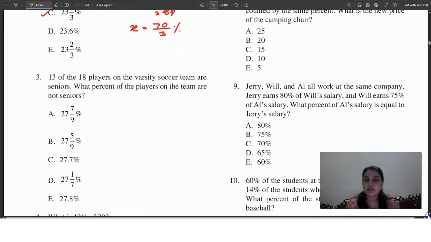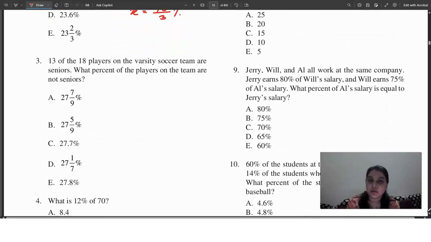Third one, 13 of 18 players on a varsity soccer team are seniors. What percent of players on the team are not seniors? Now, out of total 18 players, if 13 are seniors, how many are not seniors? That would be simply 18 minus 13. That's equal to 5 players.